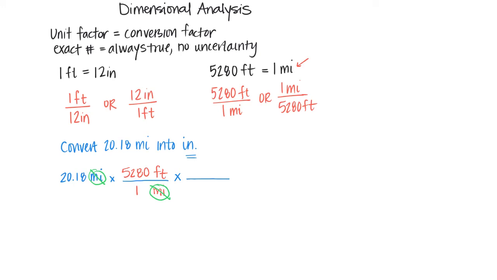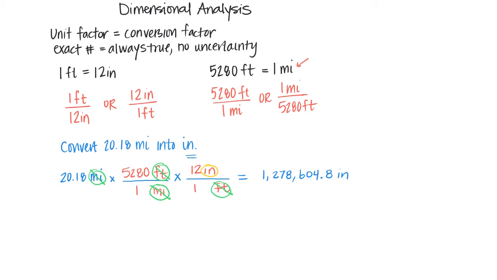Next, we want to use the unit factor that would cancel feet. So 1 foot is 12 inches. Feet divided by feet cancel, and we are left with the desired unit. All that's left is to multiply across. And when we multiply, we end up with 1,278,604.8 inches.